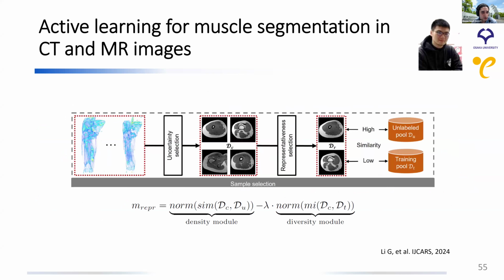And his idea was to involve a density module and a diversity module. First of all, you want to use an uncertainty metric to select the cases, and then you want these cases to be as representative as possible for all your data sets. So he was using a kind of similarity metric. First, he wants to decrease the similarity with the labeled or training data set, and have a more representative, diverse selection from the unlabeled data set.